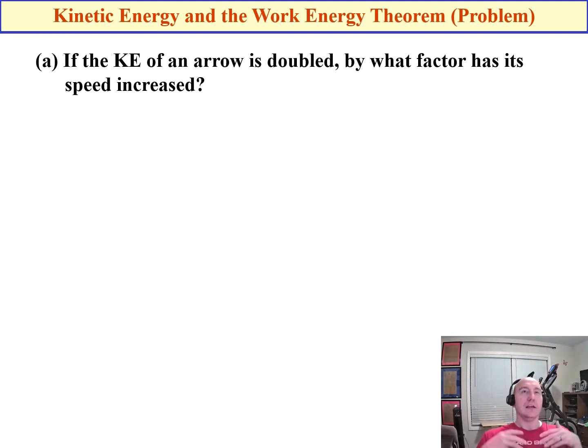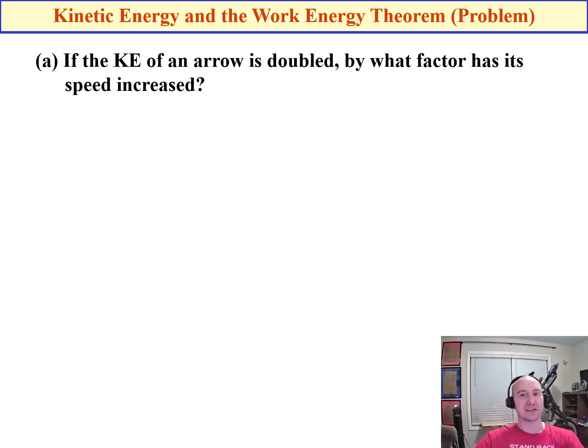Okay, so if we increase the kinetic energy, how does that affect the speed? If we increase the speed, how does that affect the kinetic energy? Well, what you have to do is look at the equation. What does the equation say? If I double the kinetic energy, that means I double the left-hand side. So what would I have to do with speed in order to get a double total kinetic energy?